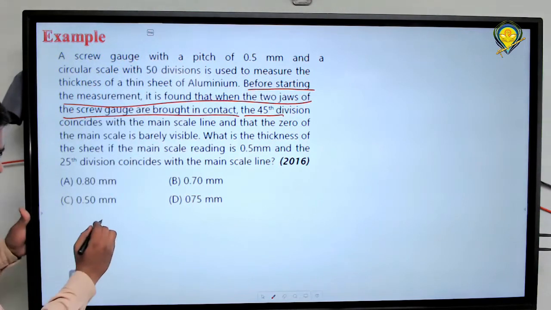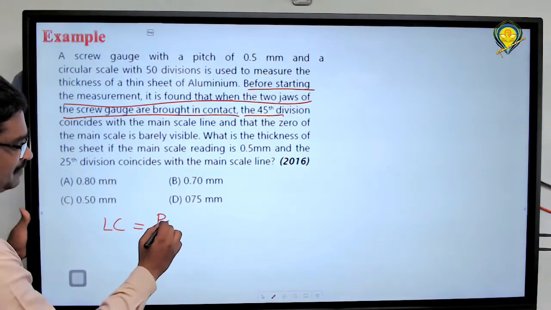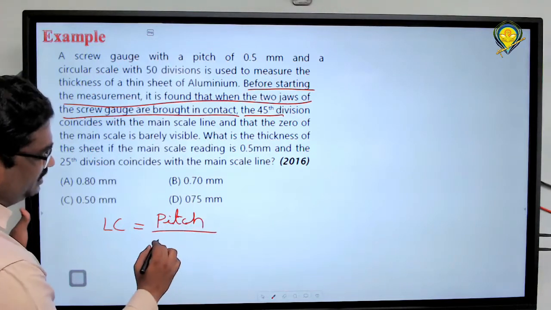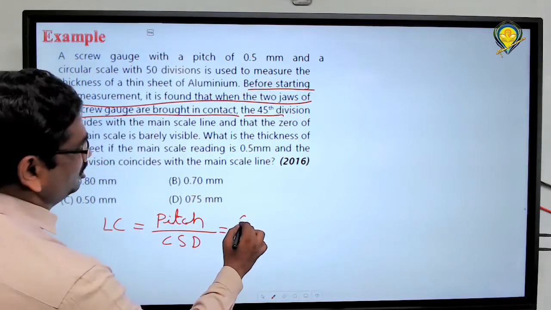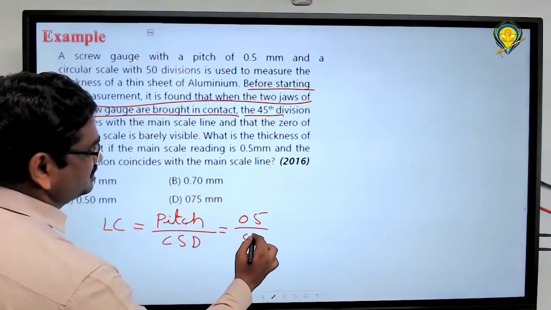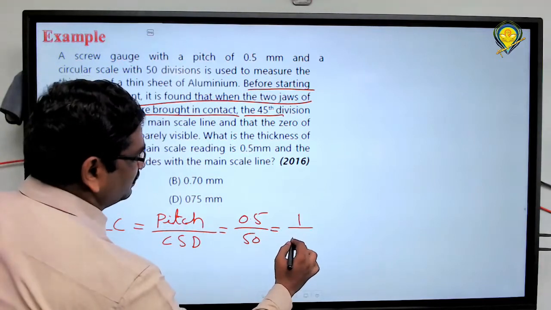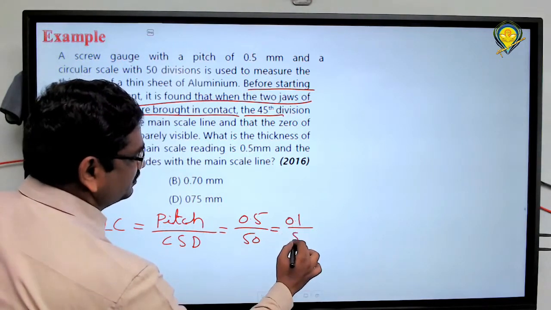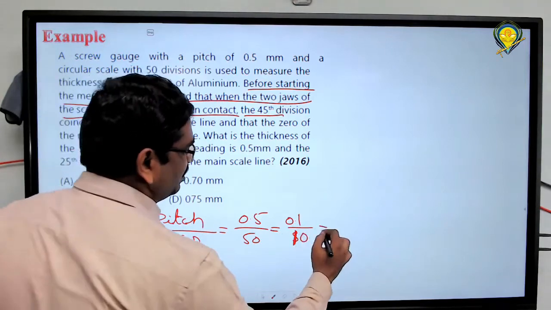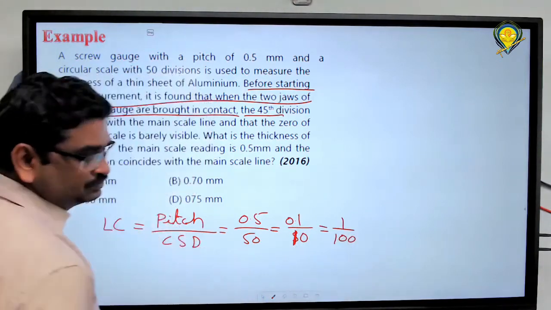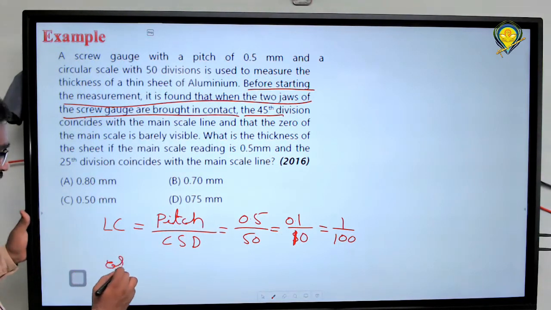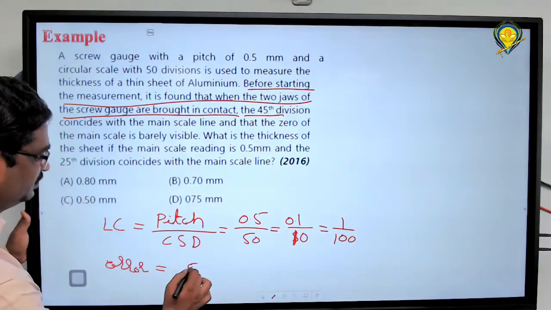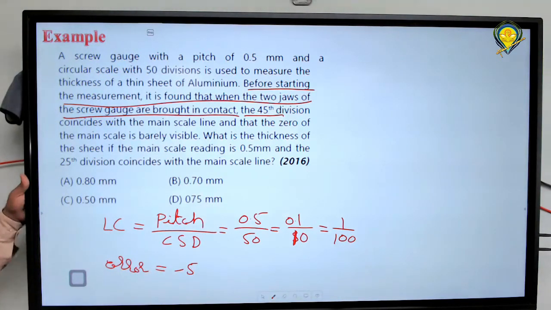Now what about the least count? Least count formula: pitch of the screw by number of circular scale divisions. So what is the value of it? 0.5 mm by circular scale divisions, which are 50. That equals 1 by 100 millimeters. Next one. So how much is the error? 5. Negative error. That means we need to add that one. Next one. So check the main scale reading.